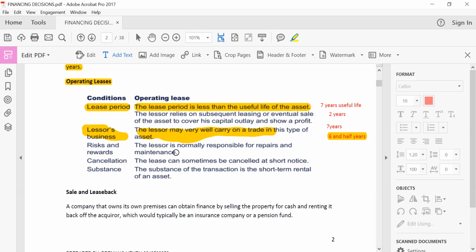So the next item is the risks and rewards, where the lessor is responsible for repairs and maintenance. But in the case of a finance lease, it is rather the lessee who is responsible for the repairs and maintenance of the asset. Cancellation: an operating lease can sometimes be cancelled at short notice. The substance of an operating lease is the short-term rental of the asset. The main focal point is that the asset is leased for a short duration.